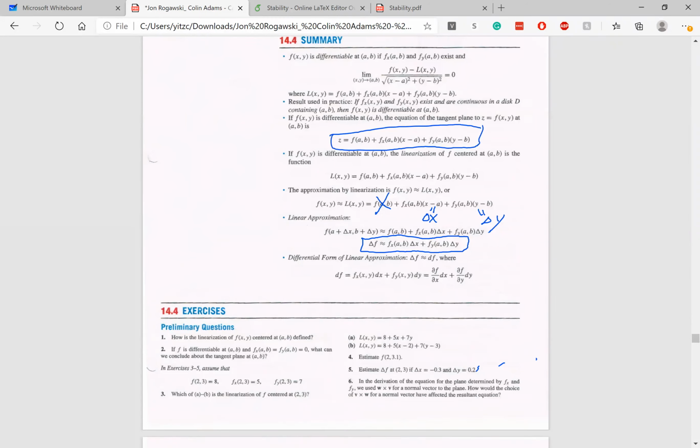This over here is just this, but written a little differently: df, dx, dy instead of delta f, delta x, delta y. Any questions about any of this?